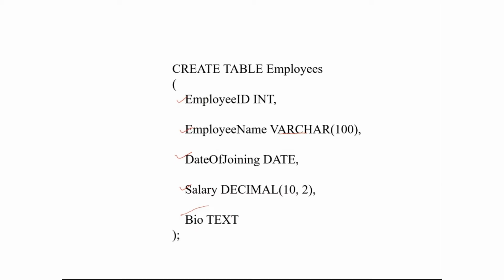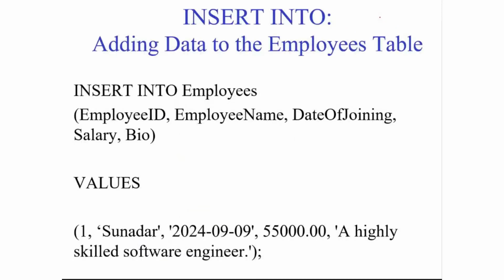This is the table we are going to create, so the table structure would be like this. Once you execute this command, you get the first column, second, third, fourth, and fifth. The ID would be there, then the name, then the date of joining, then the salary, and at last the biography. These five columns would be there. After creating this table, we would insert some data, exactly one value, we would insert.